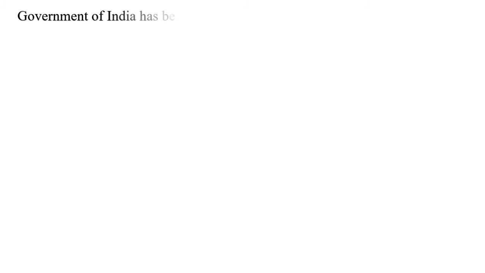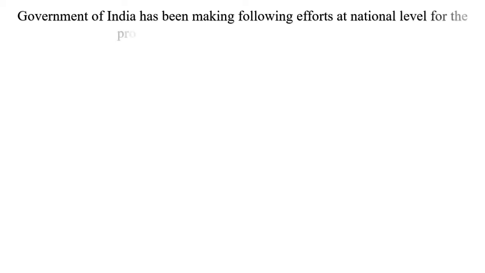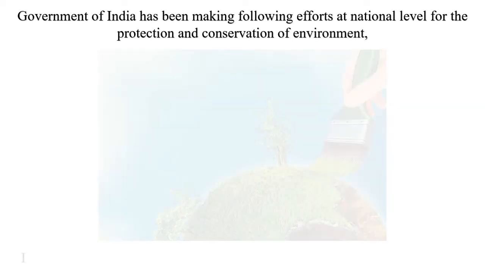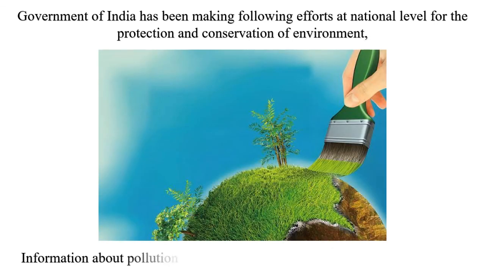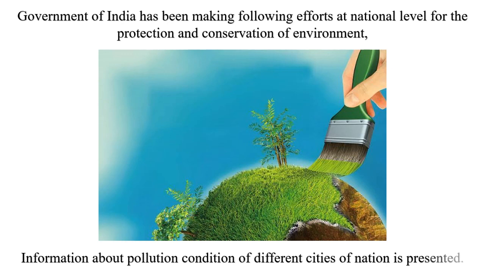The government of India has been making the following efforts at national level, because India is a nation, so we are working at just a national level. For the protection and conservation of the environment, we can see that the information about the pollution condition of different cities of the nation is presented. That means there is a list of cities according to ranking with the most polluted and the least polluted cities, so we can understand which city, which state has the maximum amount of pollution, and which city, which state is most green in the nation. So accordingly, to compete between the cities and the states, we can hope to achieve a green nation soon.